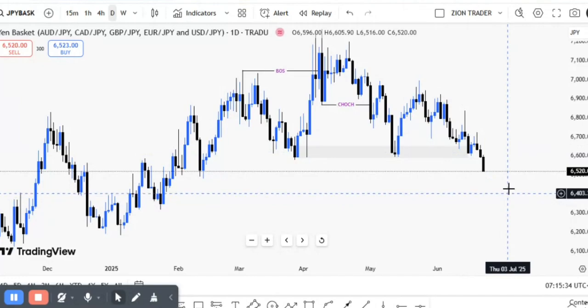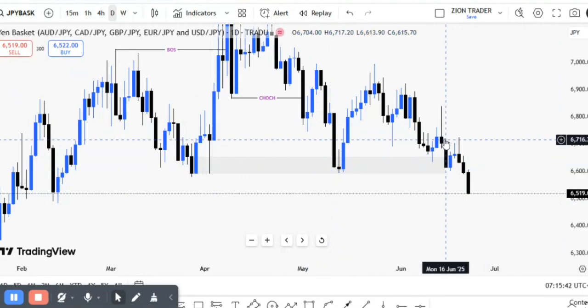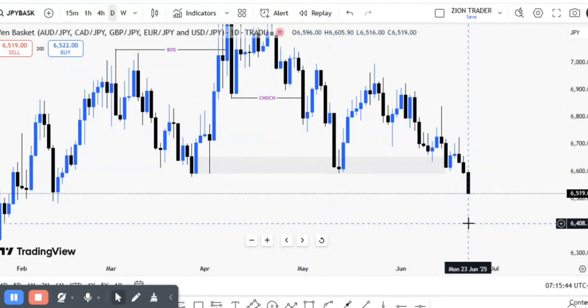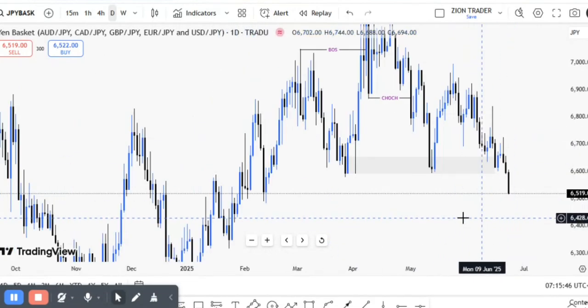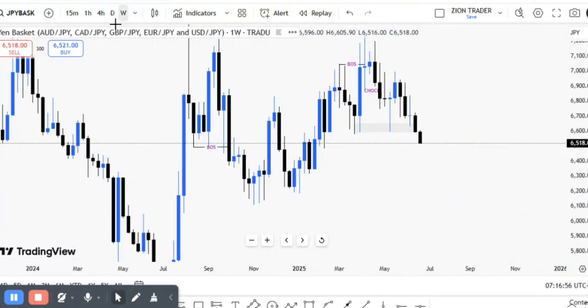So let's go to the chart. As you can see on the chart right here, yen is very bearish. In the last video I made, I told you guys I was looking out for this zone to be broken, and it has broken from this zone right now. Let's go to the weekly time frame first. On the weekly time frame, there's actually not much data. Let's go back to the daily time frame, guys.